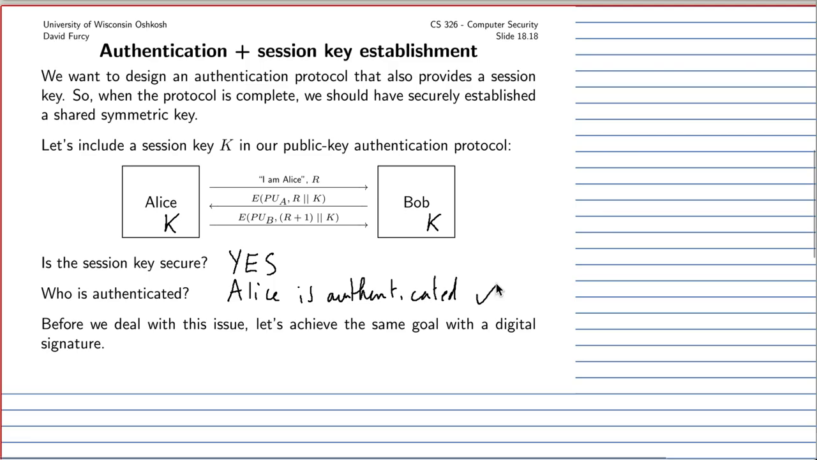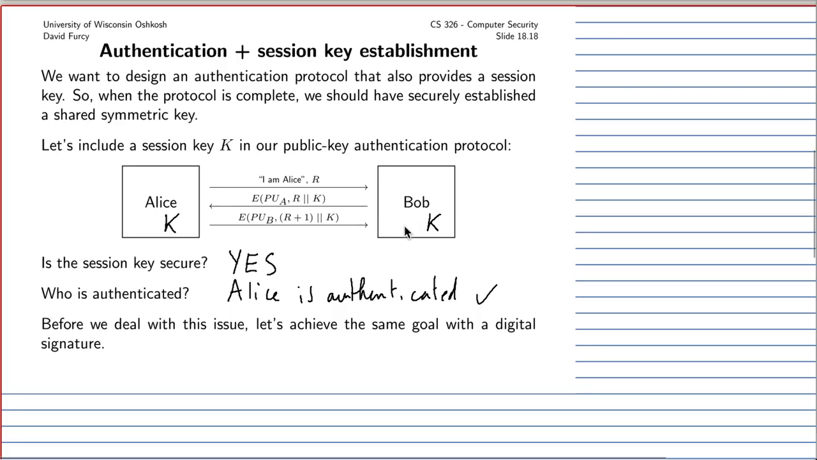So Alice is authenticated to Bob. How about Bob? Is Bob authenticated to Alice? Well, this is the weakness of this protocol. The answer is no. There's nothing in this protocol that proves to Alice that Bob is who he says he is. Notice she sends her nonce, and then anybody could have received it and encrypted it using Alice's public key. So in this case, the nonce that Alice uses is basically useless to authenticate Bob.